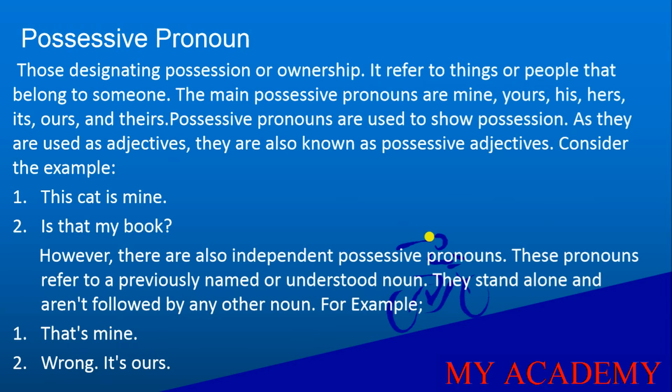Fifth is the possessive pronoun. Possessive pronouns are defined by possession or ownership. They refer to things or people that belong to someone. The main possessive pronouns are mine, yours, his, hers, its, ours, and theirs, and are used to show possession. As they are also used as adjectives, they are also possessive adjectives. Consider an example: the cat is mine.